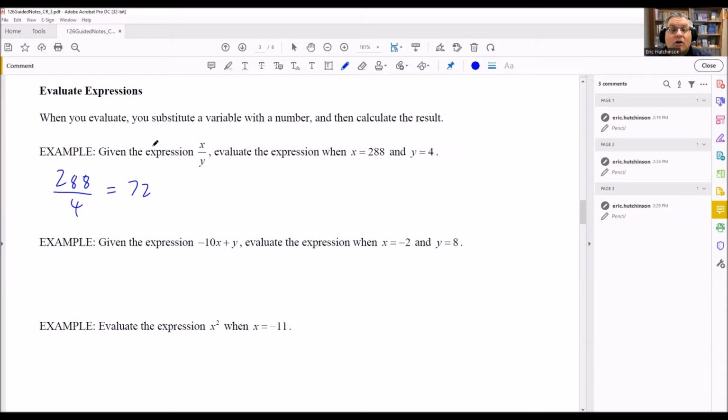So you do want to make sure that you get the final answer on that. You don't want to just leave it as 288 over 4. You do want to get down to the final answer when evaluating these kinds of problems.